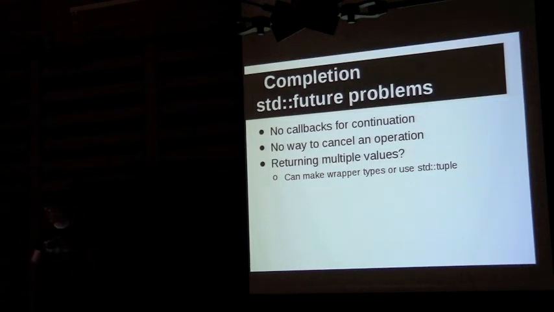That'd be nice. There's also not a convenient way to return multiple values. We can make wrapper types or use tuples, but okay, it's like death by a thousand cuts.